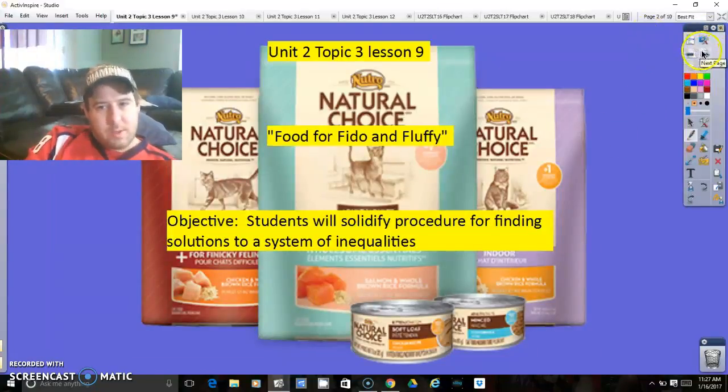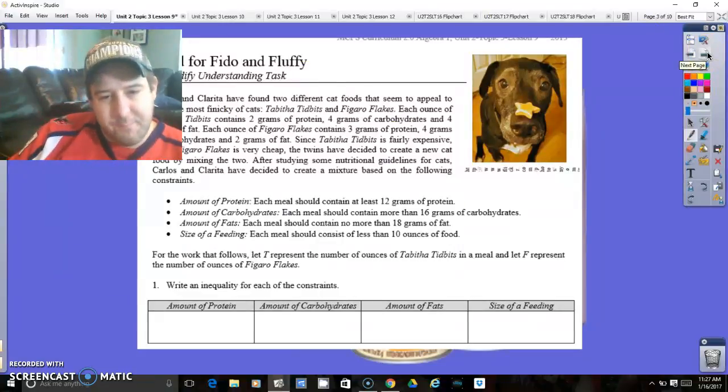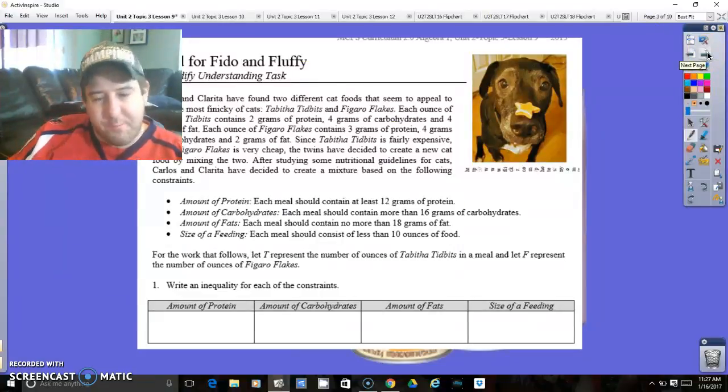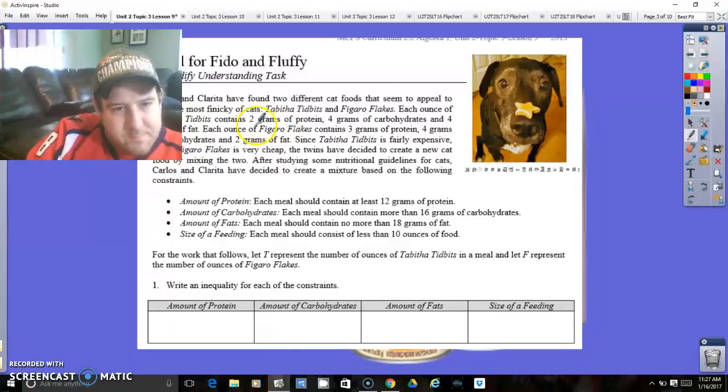We are going to introduce new constraints today. We're going to be introducing mixing foods. And you're going to be mixing foods to make sure that all the food has all the right nutrition for the cats and dogs that you're setting for. All right, so we started off with the amount of protein. It tells you right here in the story that Tabitha Tidbits, which is, I think, the more expensive one, and the Figaro Flakes is the cheaper one.